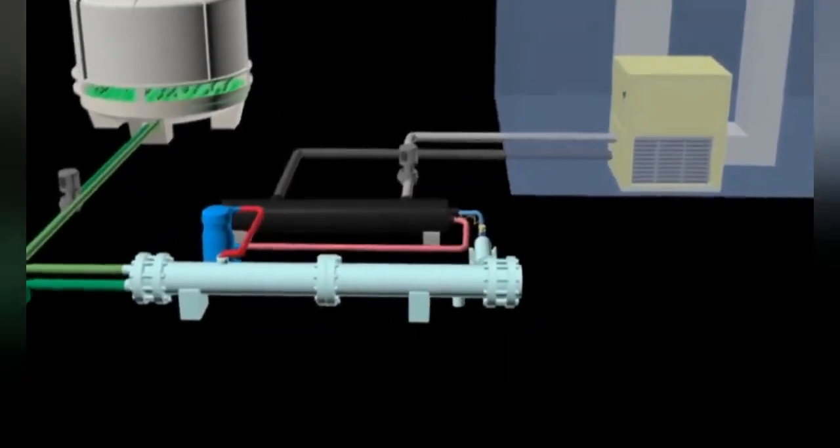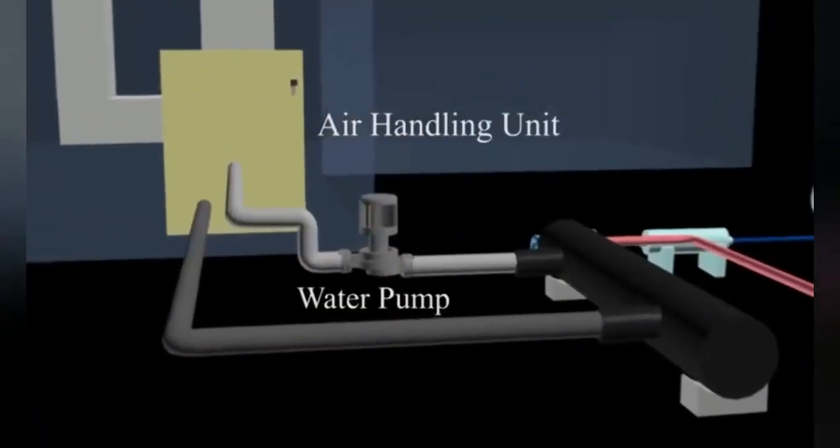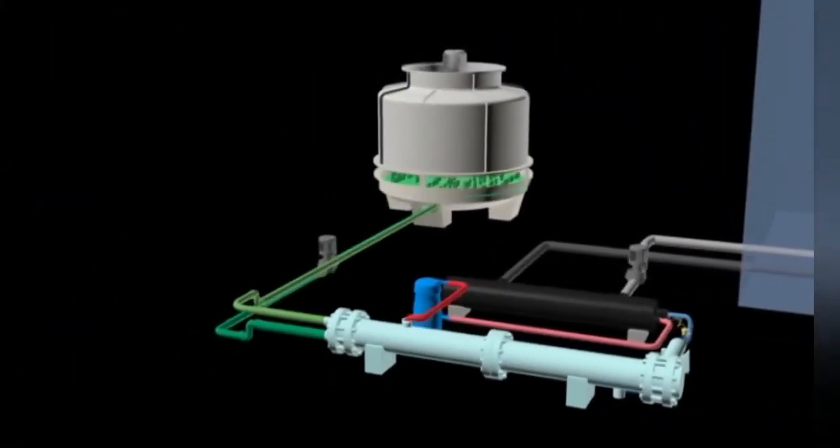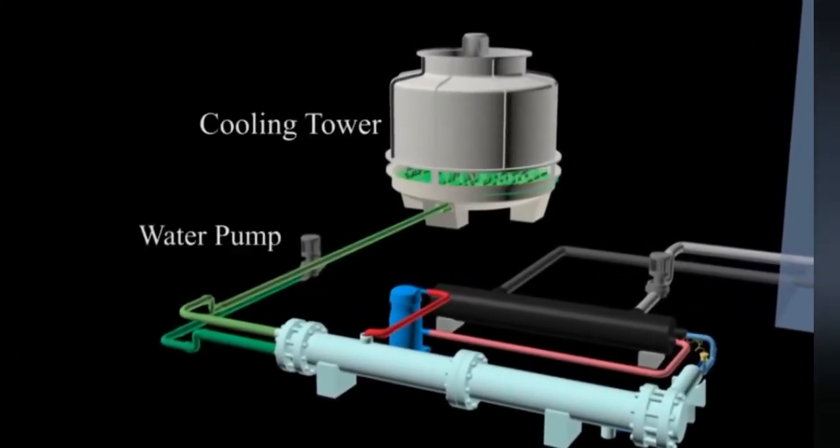For the chilled water cycle, the components which are involved are air handling unit and water pump. In the condenser water cycle, the components that are needed for the process are cooling tower and water pump.